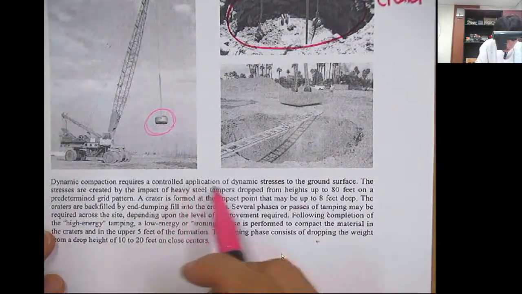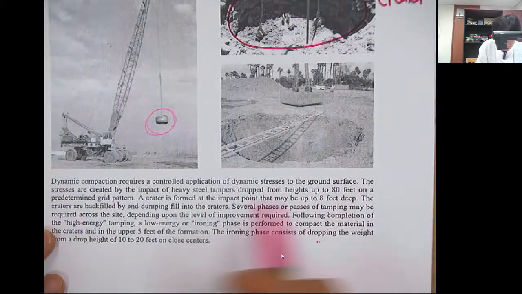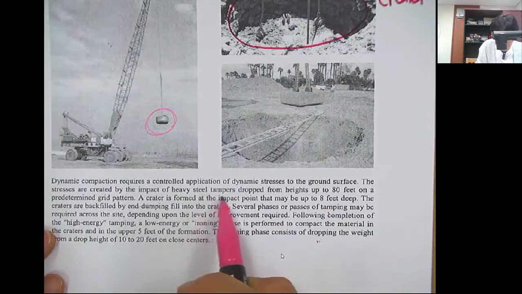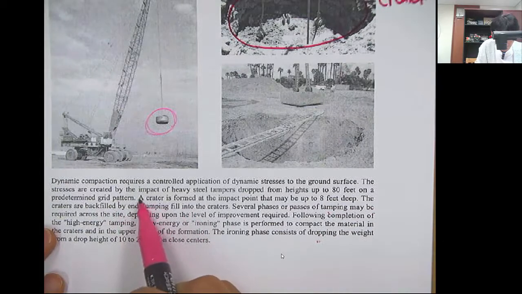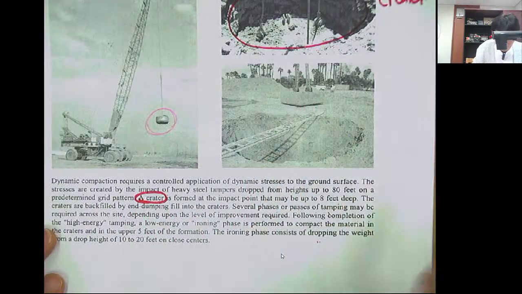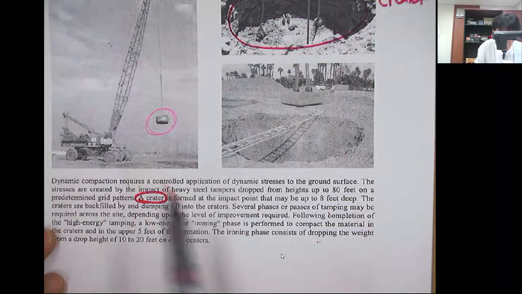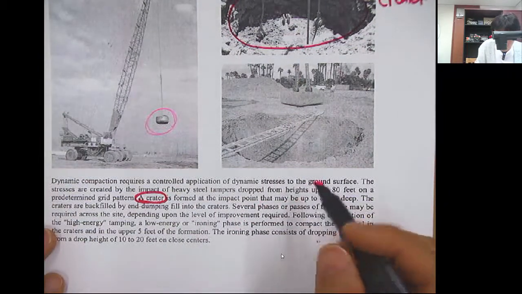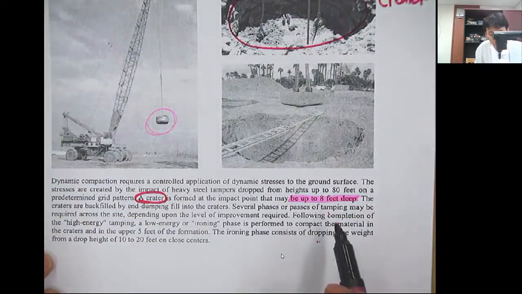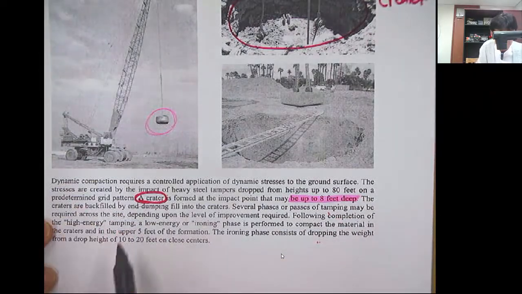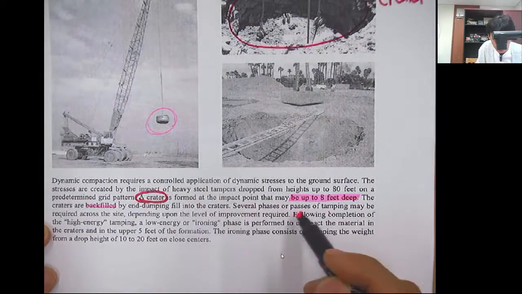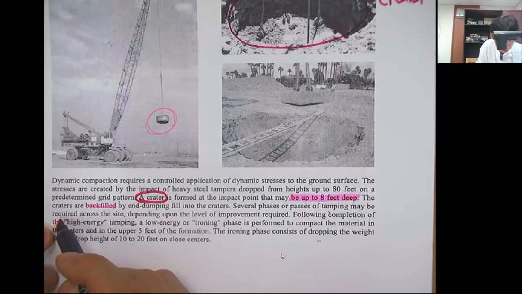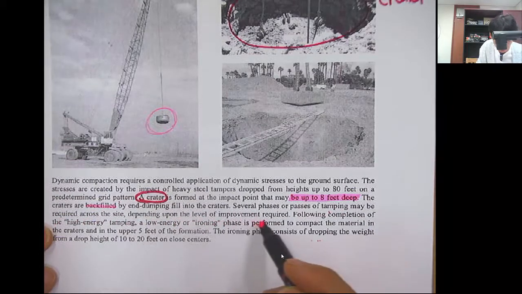Dynamic compaction requires the controlled application of dynamic stresses to the ground surface, and the stresses are created by the impact of the heavy steel temper dropped from heights up to 80 feet on a predetermined grid pattern. A crater, like shown in this picture, is formed at the impact point, and that may be up to 8 feet. So it can be like 2 or 3 meters deep. And the craters are backfilled by end dumping fill into the craters. Several phases or several passes of the tamping may be required across the site, depending upon the level of improvement required.